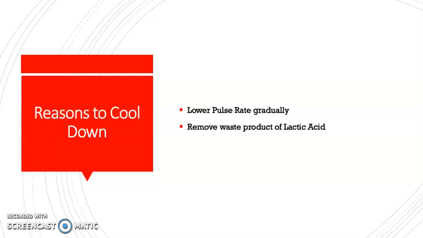So the first thing we look at is reasons to cool down. The first thing is to lower the pulse rate gradually. When you're doing physical activity, you might be running about, your heart rate is going to be fairly high, especially if you're doing quite intense physical activity. What we don't want to do is just drop it straight down to doing nothing. We want to slowly decrease the intensity. So if you've been sprinting, rather than just stopping completely, you'll go to a walk and then you'll stop. It allows the body to recover at a gradual pace rather than stopping altogether.